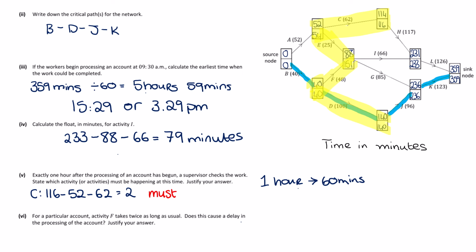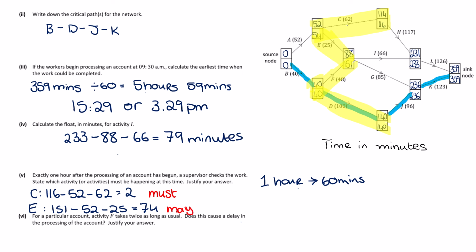Okay, so the next one, let's look at E. Our float for E is going to be 151 minus 52 minus 25, and that gives us 74. Now that is an issue because although E should be starting at 52 or 54, there's a 74-minute window that it doesn't have to work. So it may be happening. It doesn't have to be happening within an hour.